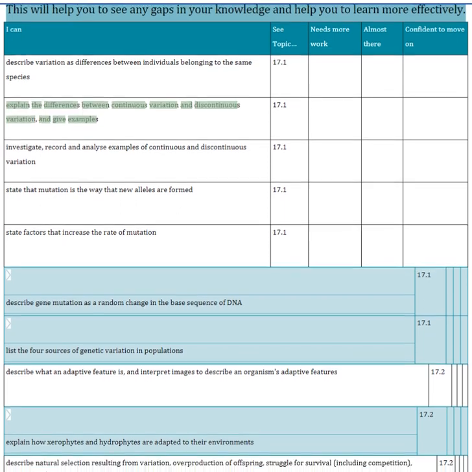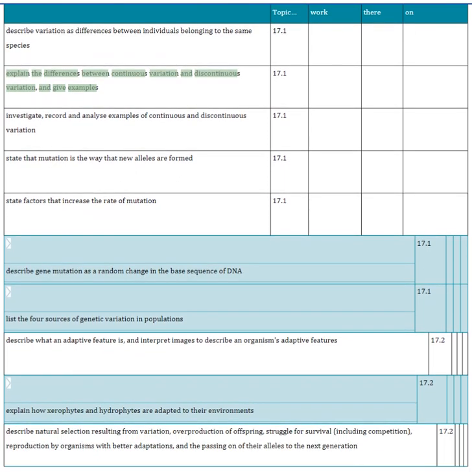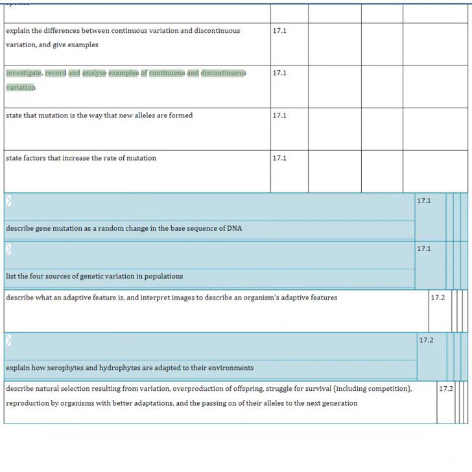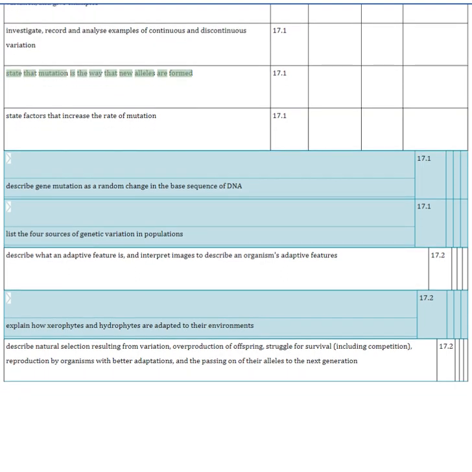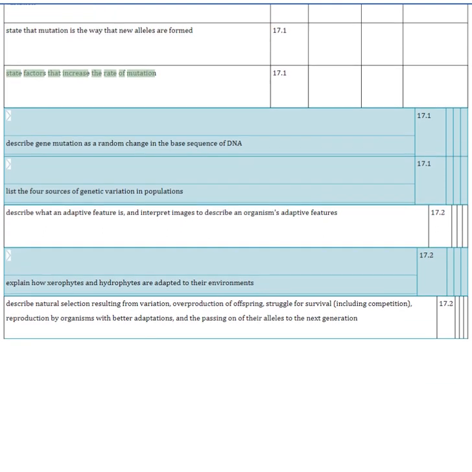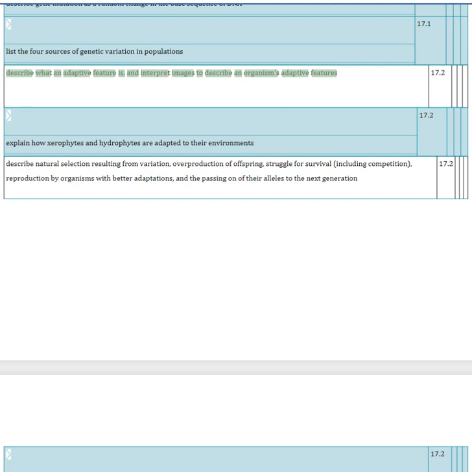17.1. Explain the differences between continuous variation and discontinuous variation and give examples. 17.1. Investigate, record and analyze examples of continuous and discontinuous variation. 17.1. State that mutation is the way that new alleles are formed. 17.1. State factors that increase the rate of mutation. 17.1. Describe what an adaptive feature is and interpret images to describe an organism's adaptive features.